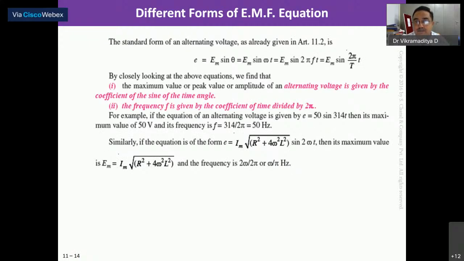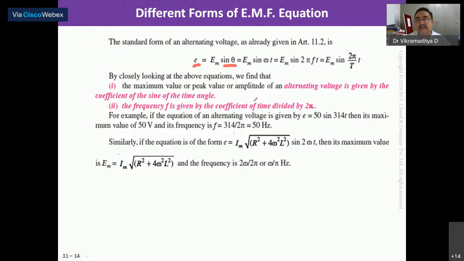One more important thing: the standard form of the alternating voltage is written as e equal to Em sine theta. Instantaneous quantities are always written in small letters, while the peak value, the DC value or the average value are all written in capital letters. In this standard equation, the small e is the instantaneous voltage, Em is the maximum value or the amplitude of that alternating quantity, and because it is sinusoidal in nature, it is represented by sine theta.